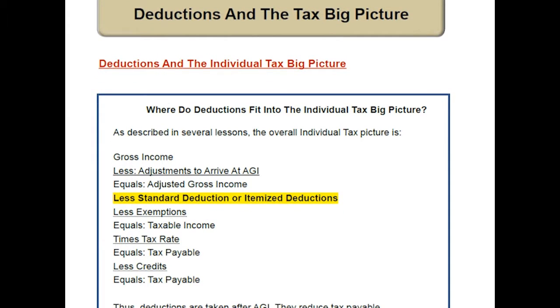Next is standard deduction or itemized deductions. That's where we are right now. That comes after adjusted gross income. Then we have exemptions, taxable income, tax rate, tax payable, credits, tax payable.